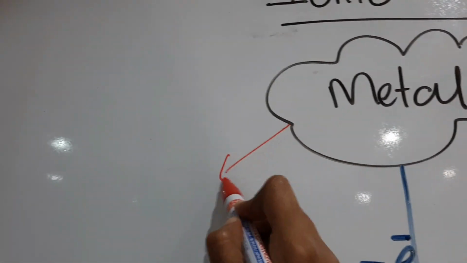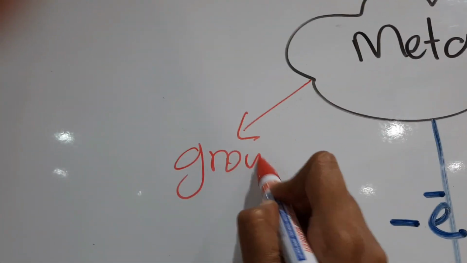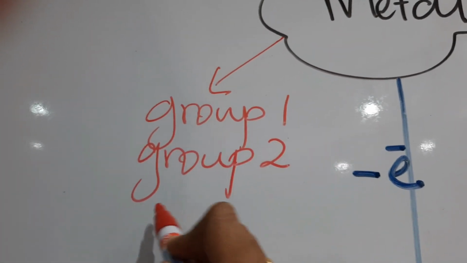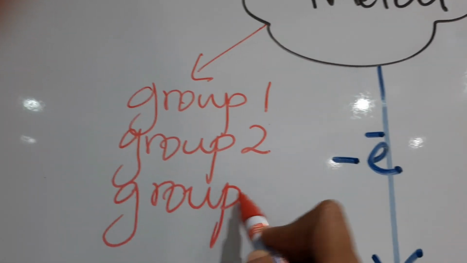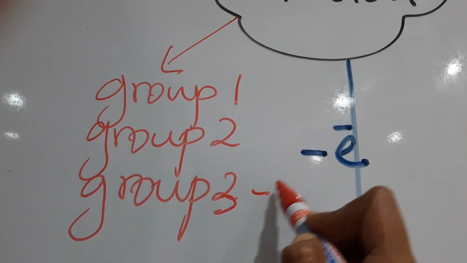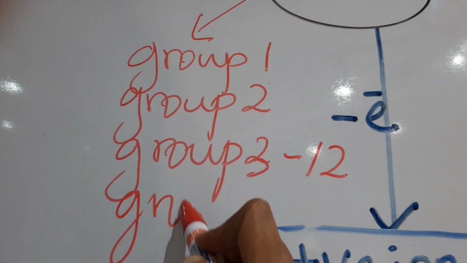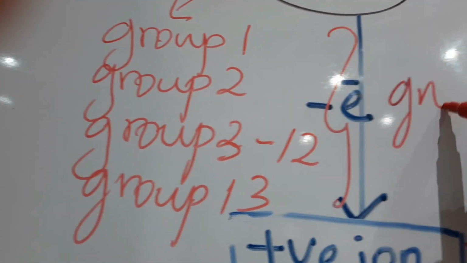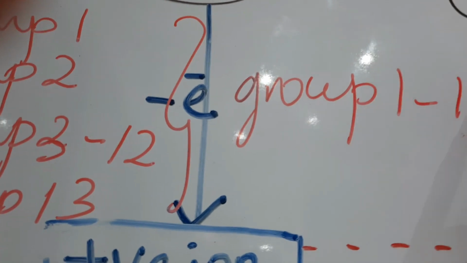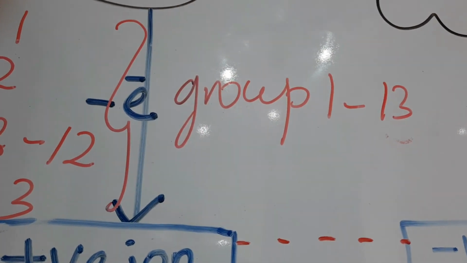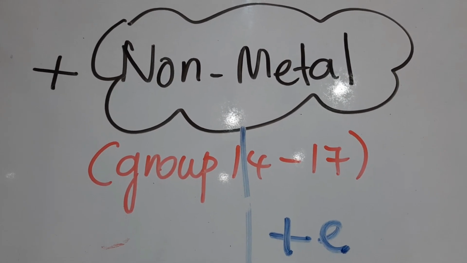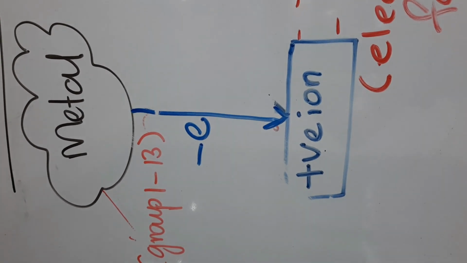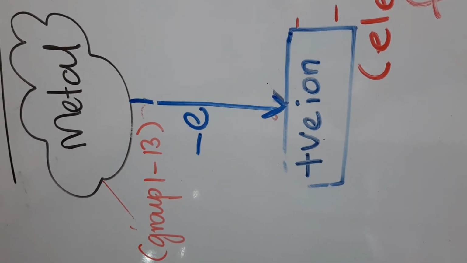Yes, group 1, group 2, 3 to 12 and group 13. So in short we can say that all the elements from group 1 to 13 are metals. Whereas the non-metal elements come from group 14 till group 17. Now let's look at metal elements which are from group 1 to group 13.